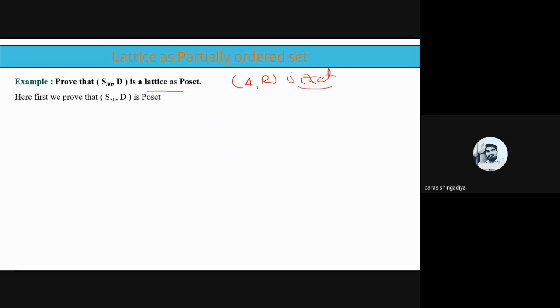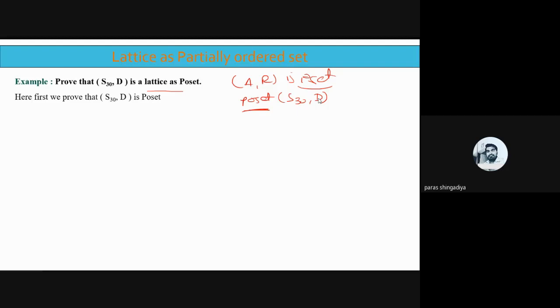If I modified the question as a poset (S30, D), then there is no need to verify the partially ordered condition. But if this word is not mentioned in the question, and only the bracket is given, that (S30, D) is a lattice, is a poset or not, verify, then in such a case you have to first prove the poset condition, the partially ordered set condition. Clear? And that is easy to verify.